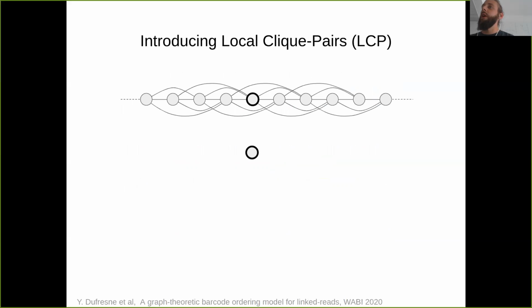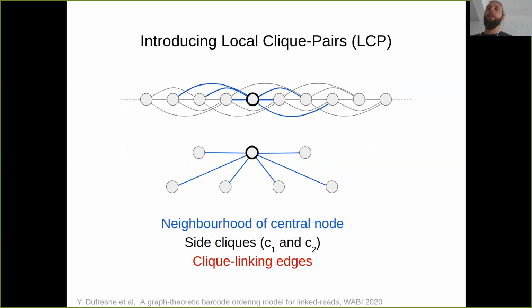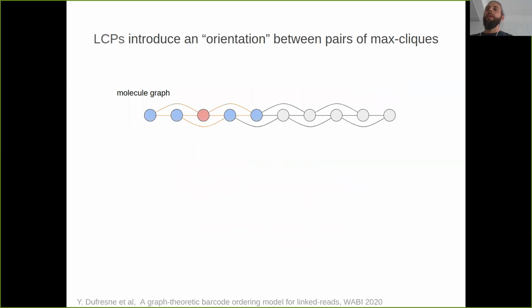It's still based on cliques. You center on one node, you extract the neighbors of the node, and on each side, if you are on an interval graph, you have one clique, and the cliques are linked together with what we call clique linking edges. This kind of structure has the same property that we can jump from one to another just by adding one node on the right and removing one on the left. So this is a good point.